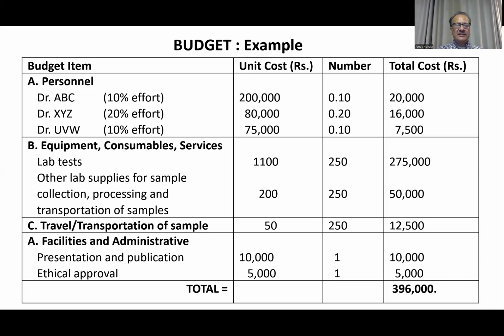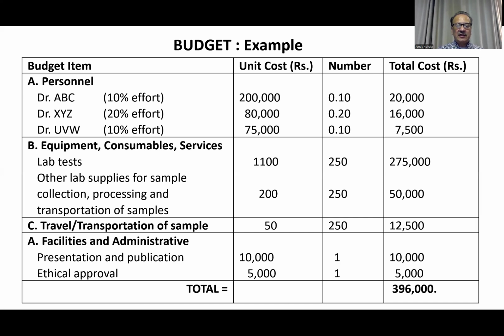And the next section is equipment, consumables, and services, such as lab tests, lab supplies, transportation of sample, etc. And then travel and transportation of not only sample but also the people, the patients who may have to get transported from their home to the clinic or the research site for follow-up. Or maybe the researcher has to go to the home of the patient to examine them, collect the sample, etc. And then facilities and administrative cost, presentation, publication, ethical approval, etc.